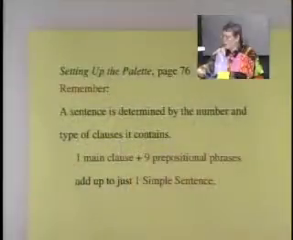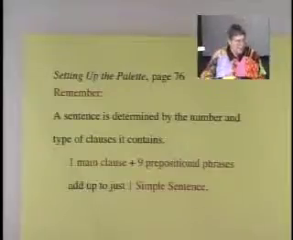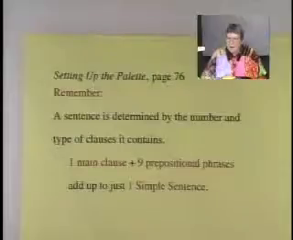A reminder on page 76, if you would. A sentence is determined by the number and type of clauses it contains. Yvonne was right. If you have one main clause plus nine prepositional phrases, what do you wind up with? A simple sentence. Because a sentence is determined by the number and type of clauses it contains, certainly not by phrases of any kind. Who's got a question?